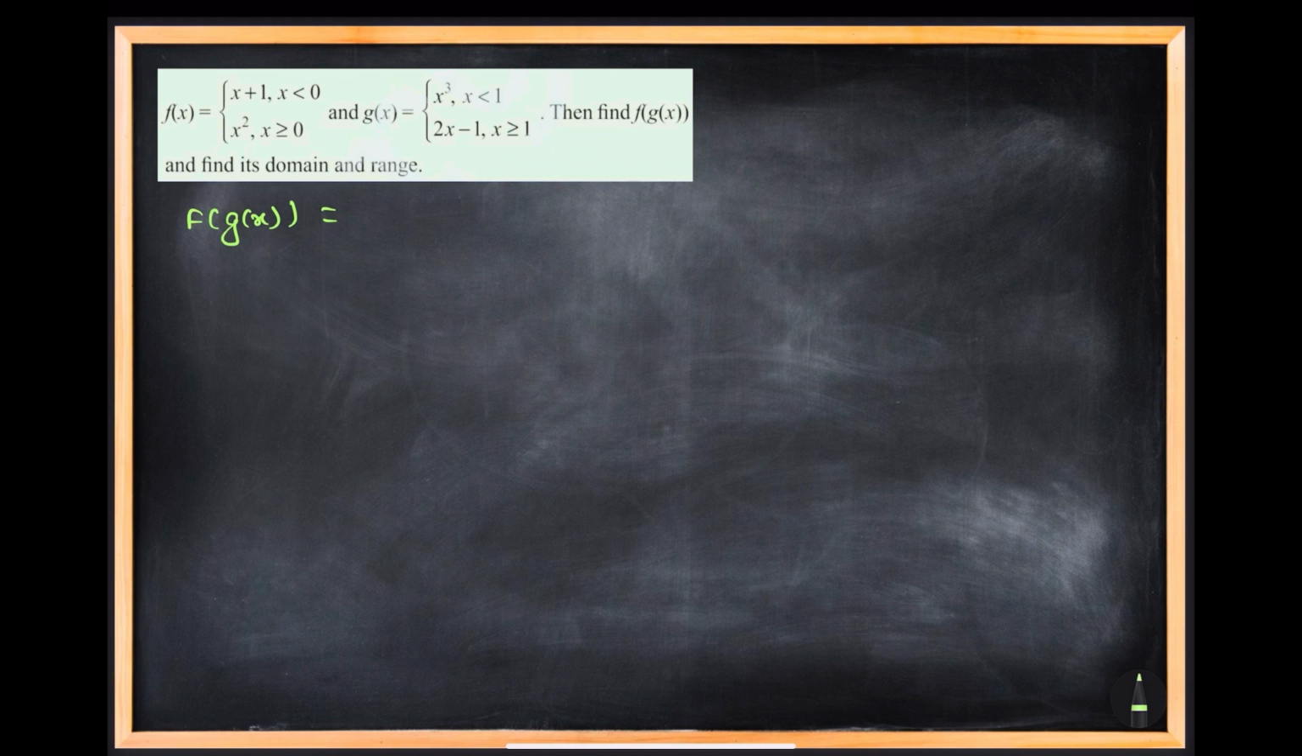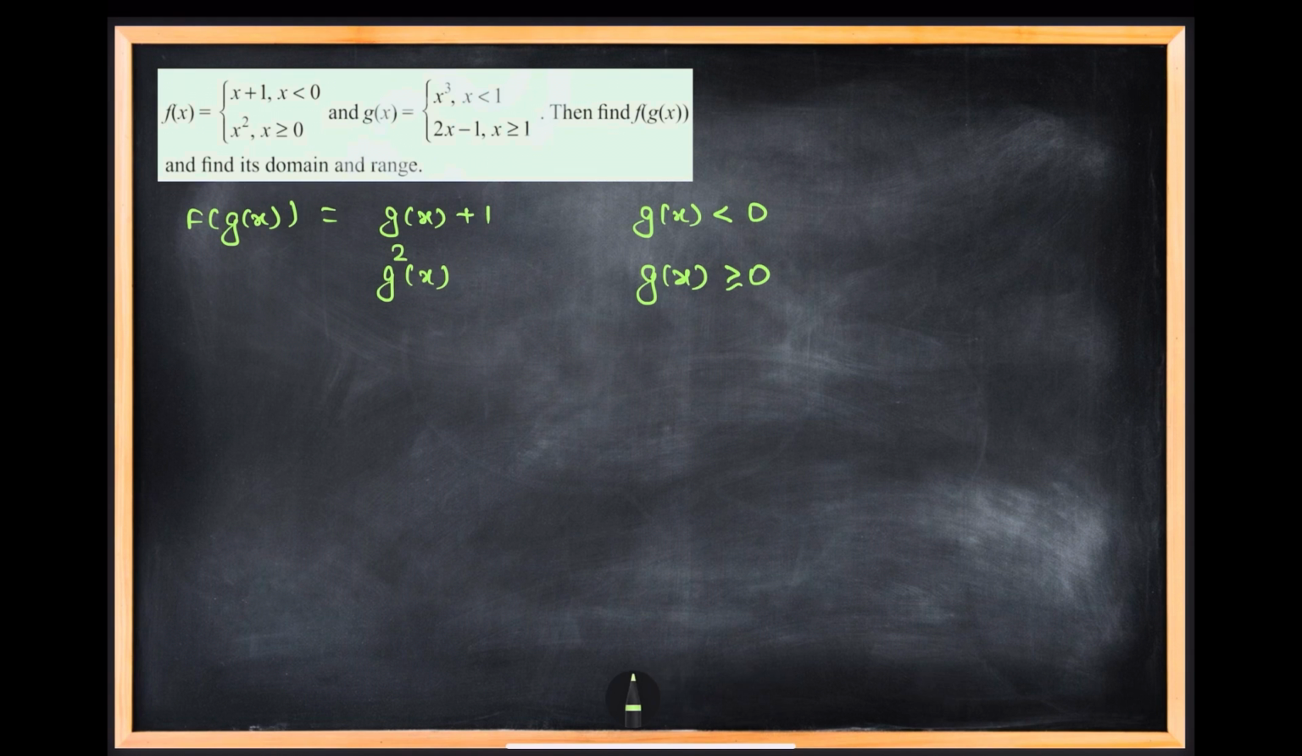It means that for f of g of x, in the function f you have to replace x with g of x. Okay, so look at how we will approach this. So it is g of x plus 1, where g of x is smaller than 0. The place where you are observing x, just replace it with g of x. Now g of x square, where g of x is greater than or equal to 0. So this thing is done.